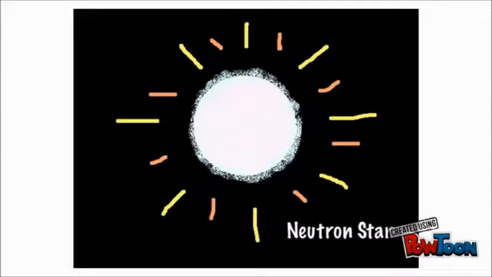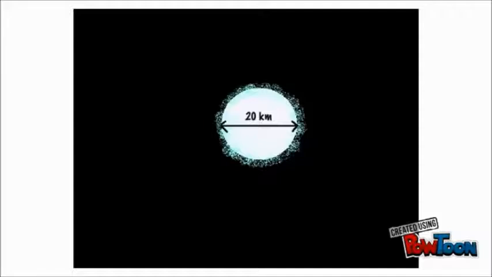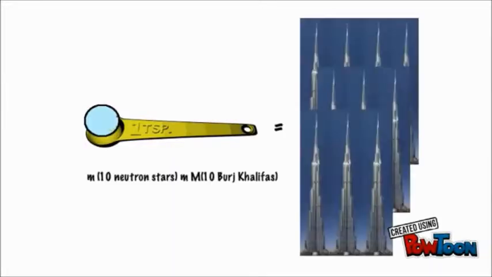This sends out a powerful shock wave, stripping the star of everything except neutrons and a small number of protons and electrons. The stellar core is, by this time, just a 20-kilometer diameter ball of neutrons, which is so dense that a teaspoon of it would have the same mass as 10 Burj Khalifas.